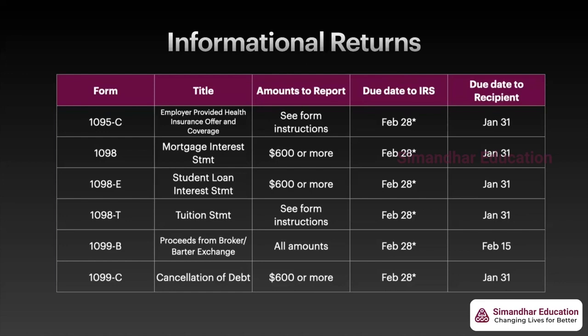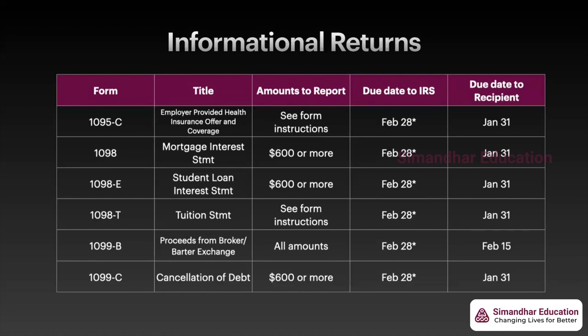From an experience standpoint, I would say that popular forms that we see on the exams are 1098, the mortgage interest statement, for any interest generated as part of your mortgage. 1098-E and T, which is your student loan interest statement or your tuition statement. And then we also see 1099-C, which is your cancellation of debt.